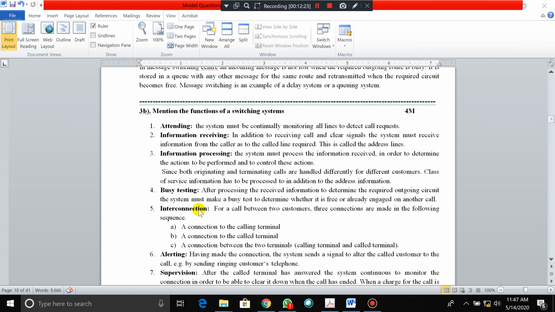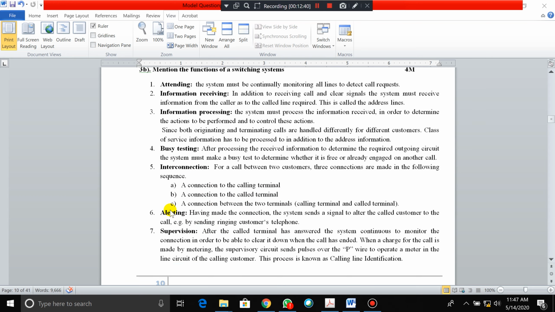Interconnection. For a call between two customers, three connections are to be made. It may be a connection to a calling terminal, or a connection to a called terminal, or a connection between two terminals. That is how the interconnection is going to take place.